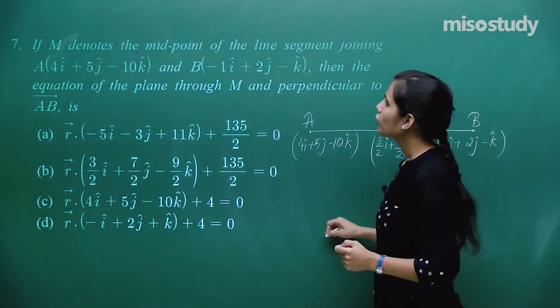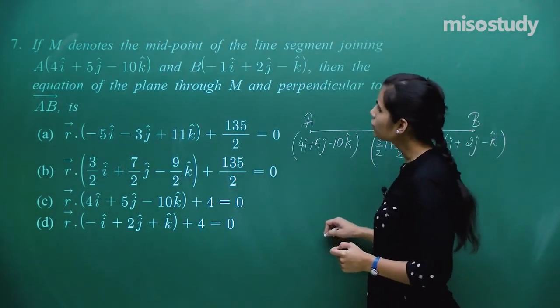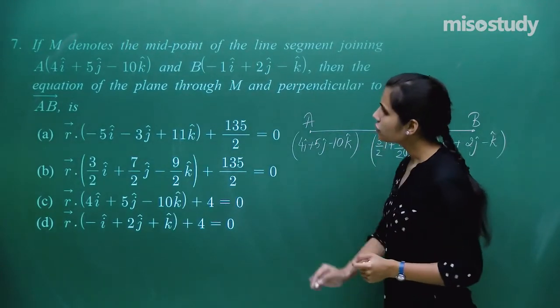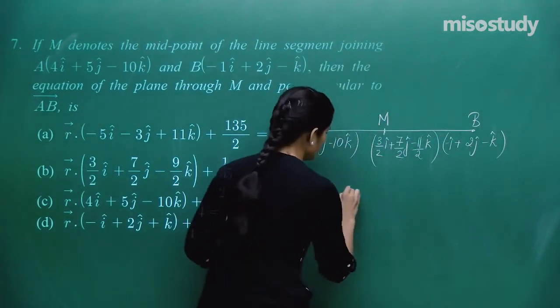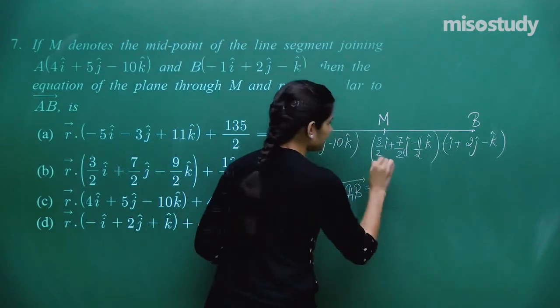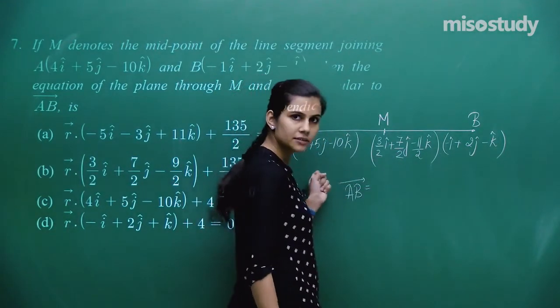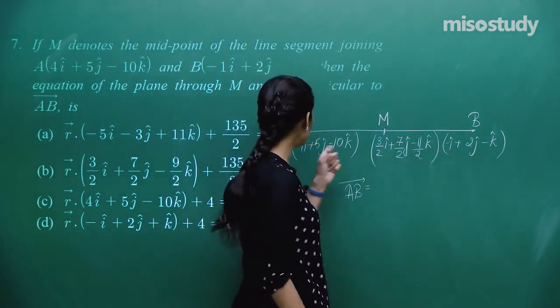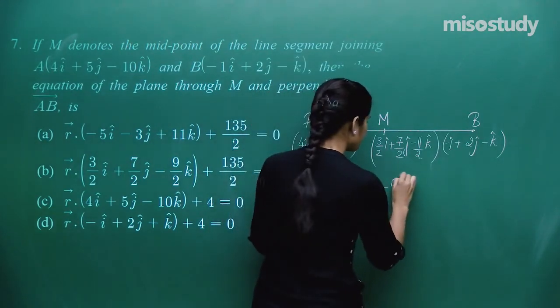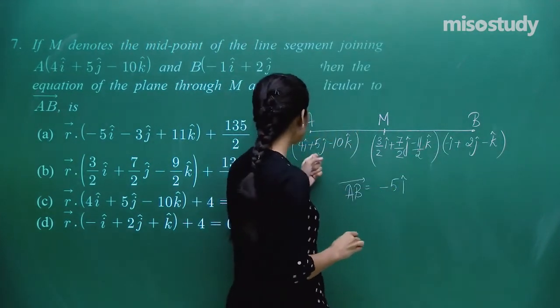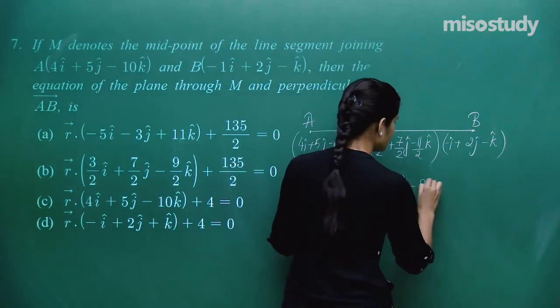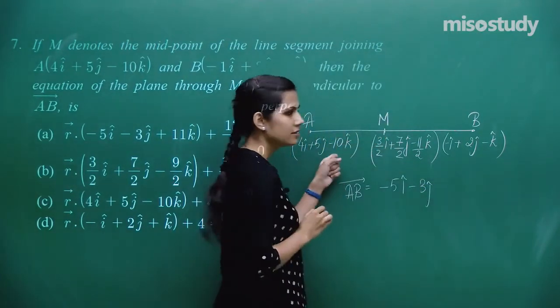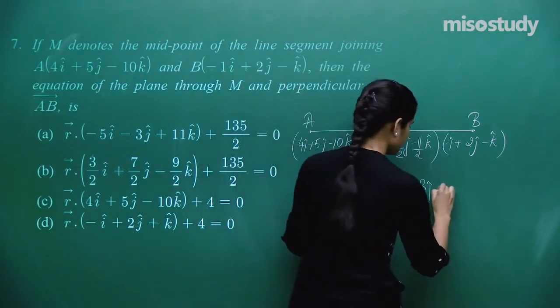Next it says then the equation of the plane passing through M and perpendicular to AB vector. Okay. What is AB vector? B vector minus A vector. So it is minus 1 minus 4, 2 minus 5 and minus 1 plus 10.